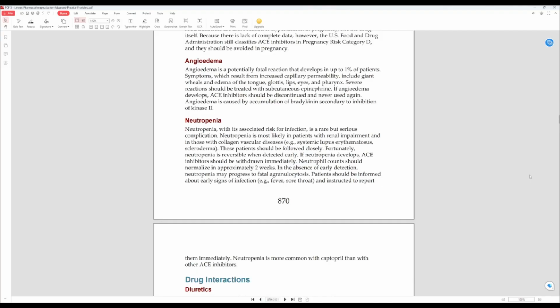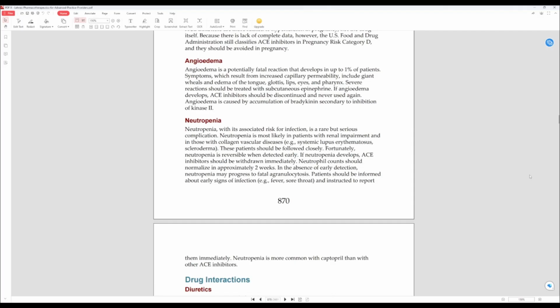Bringing us to angioedema. Angioedema is a potentially fatal reaction that develops in about 1% of patients. Symptoms which result from increased capillary permeability include edema of the tongue, glottis, lips, eyes, and pharynx. Severe reactions should be treated with subcutaneous epinephrine. If angioedema develops, ACE inhibitors should be discontinued and never be used again. Angioedema is caused by the accumulation of bradykinin, secondary to the inhibition of kininase 2.